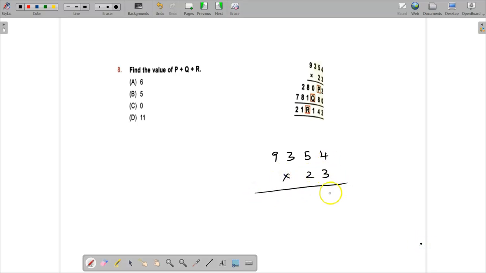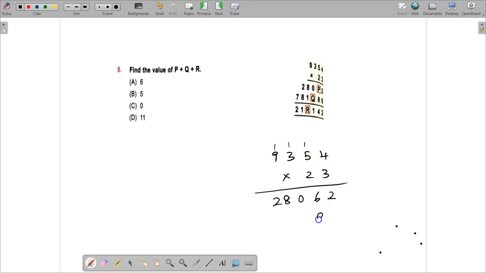So 4 3s is what? 12. So balance is 1. 5 3s are 15. 15 plus 1, it is 16. So balance is 1. 3 3s are 9. 9 plus 1, it is 10. Balance is 1. 9 3s are 27. 27 plus 1, it is 28. Right? And then coming to the next value.